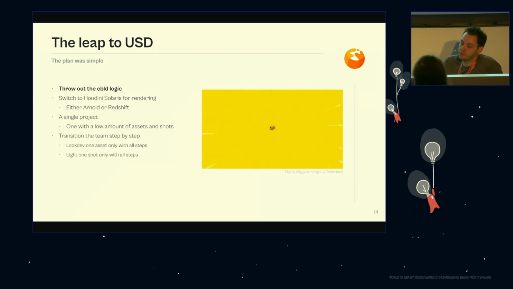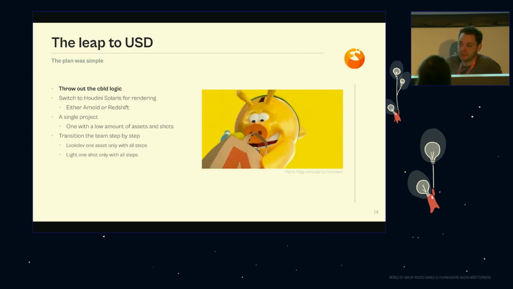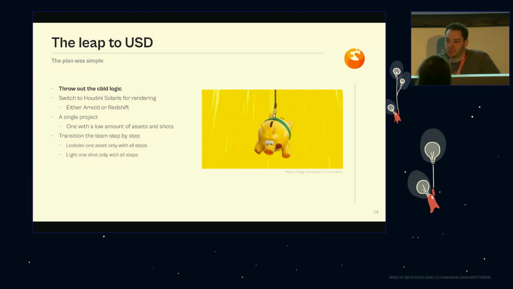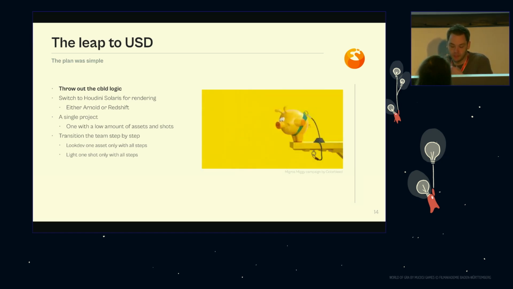So for the USD test we wanted to do, we wanted to switch to Houdini Solaris just because it's way better integrated with actually rendering USD data and manipulating that. And we wanted to do either Arnold or Redshift, just because those were the renderers we're using now. We wanted to do a single project, preferably one with as few assets as possible, so that if anything went haywire during production, we would probably save our assets by just working harder, instead of having to do hundreds of assets and then redo them every time when we redesigned our USD workflow.